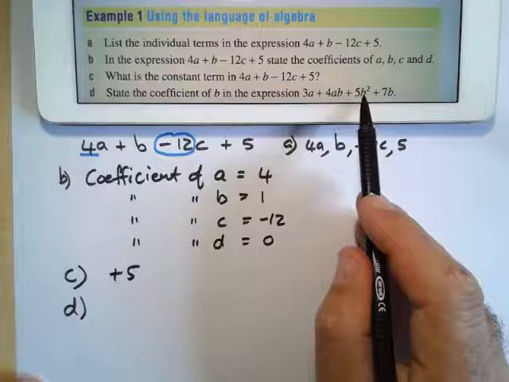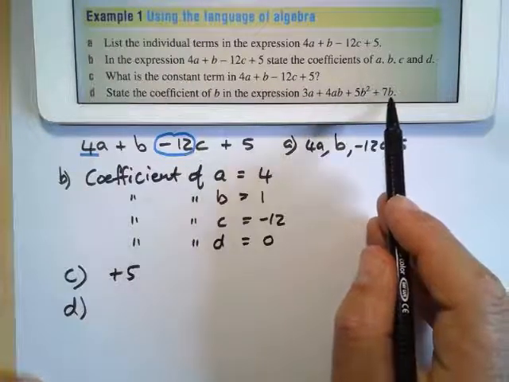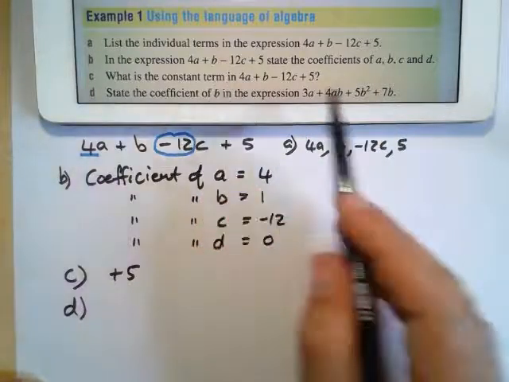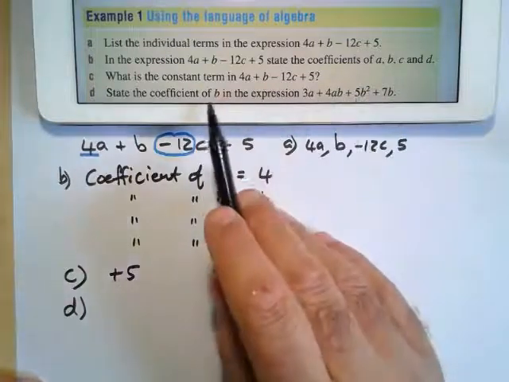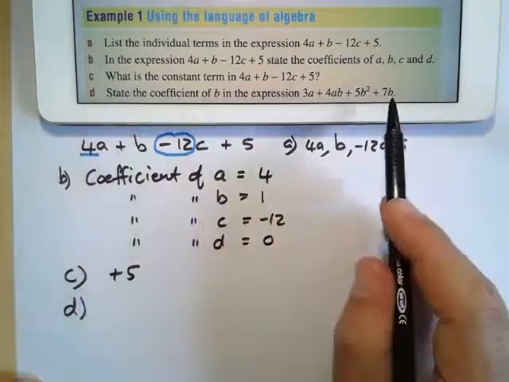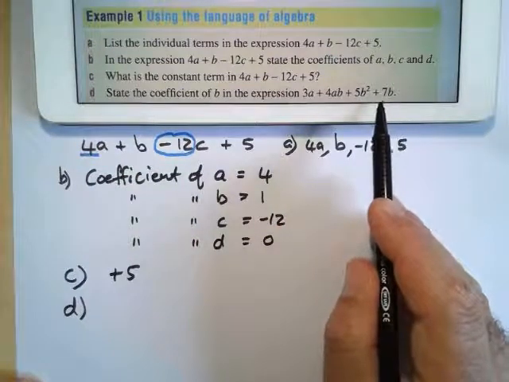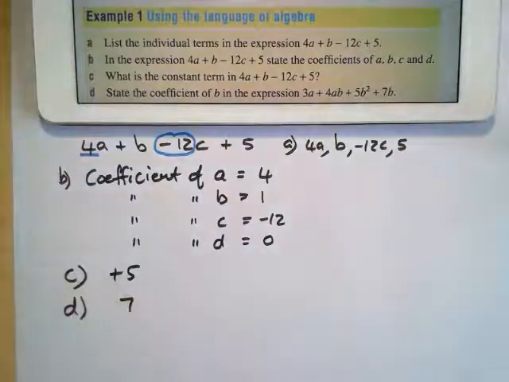Now this b squared means b times b, which is not the same as b. If they said state the coefficient of b squared, then we will look at this term. But the only term that has a coefficient of only b is this one over here, which means the coefficient is the number in front of b, which is plus 7. So we can just say that that is 7.